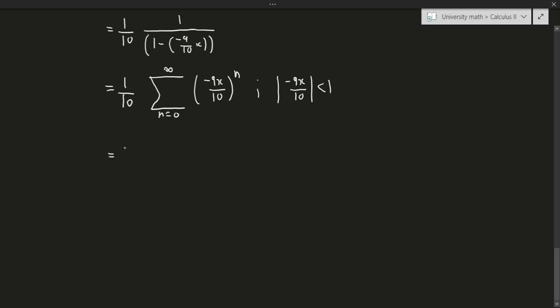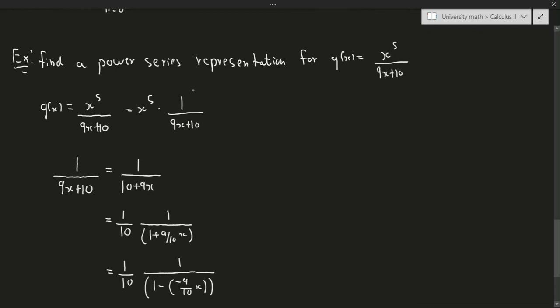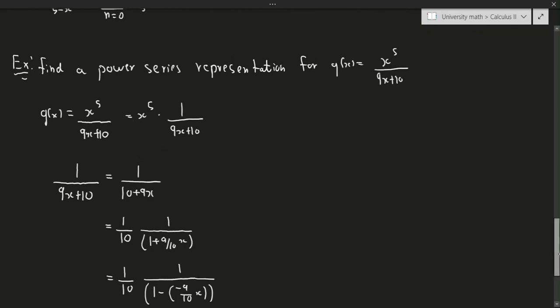So we can rewrite this thing as 1 over 10 times the summation from n equals 0 to infinity of minus 9 to the n divided by 10 to the n times x to the n. And then if you pull the minus 9 over 10 out, the minus sign goes away because of the absolute value. So we're left with 9 over 10 times the absolute value of x less than 1. All right, so what can we do now? Well, the next thing we can do is multiply the x to the 5 in, because the original series had this thing, so we can just multiply by x to the 5 now. So let's go ahead and do that.